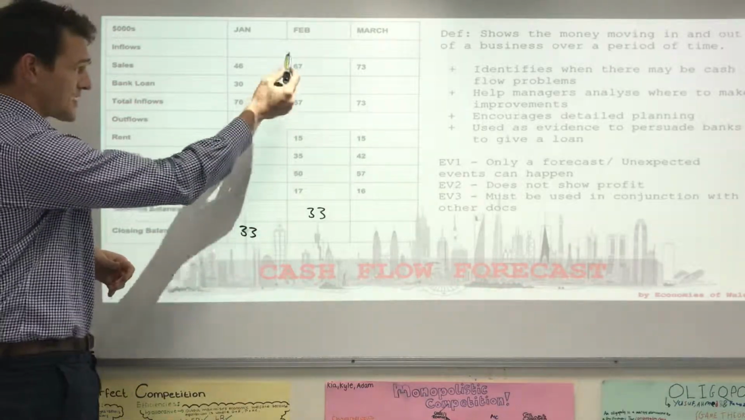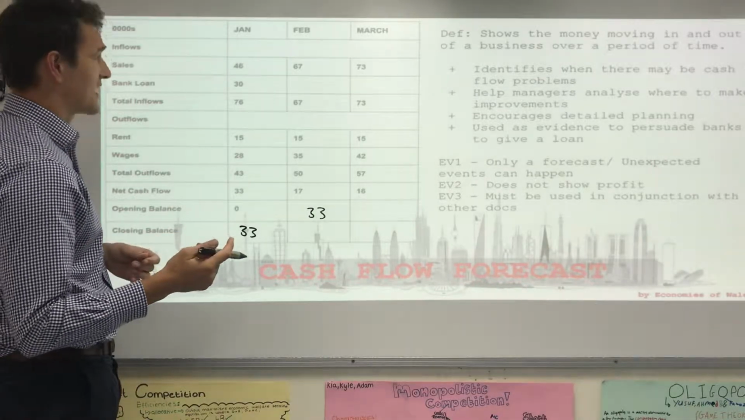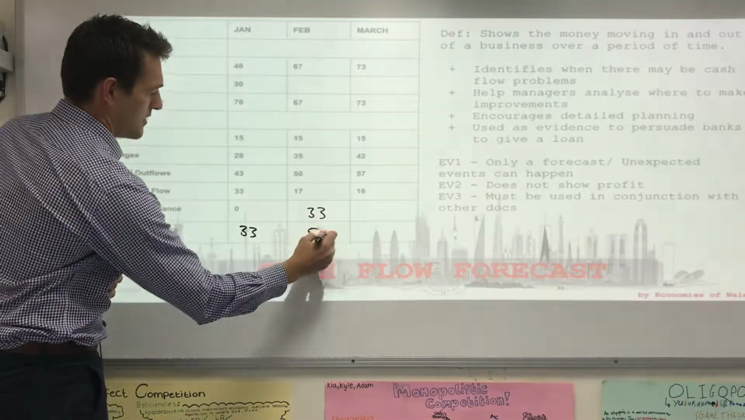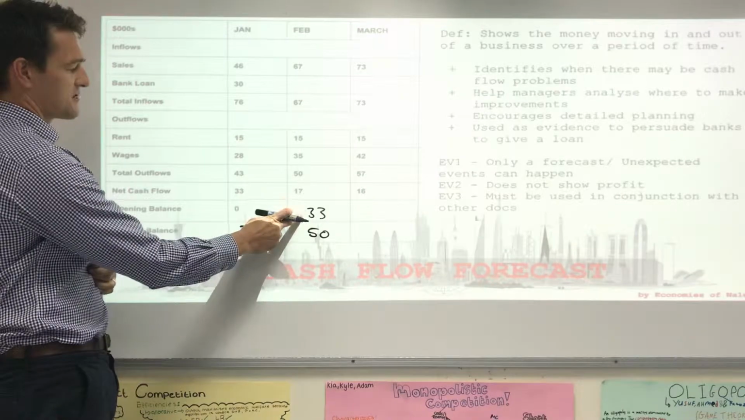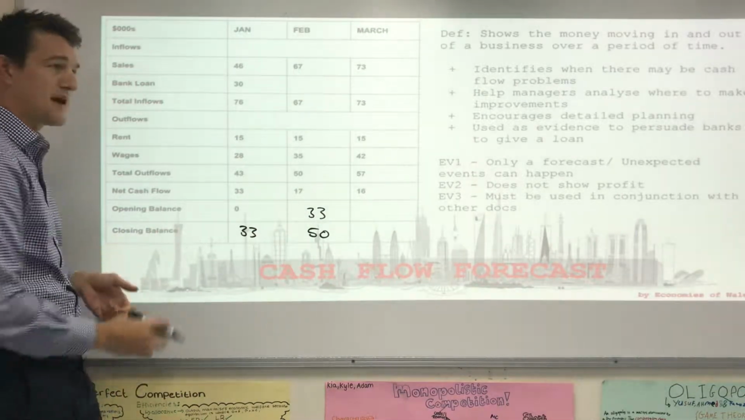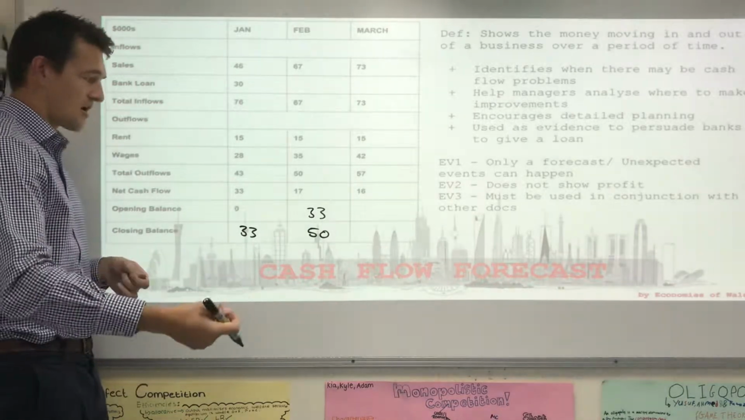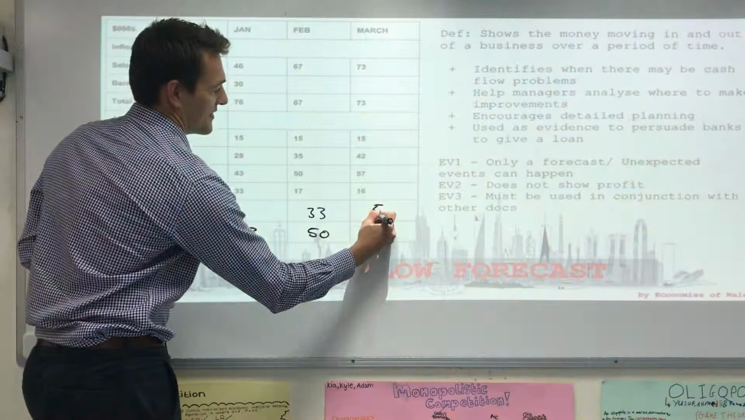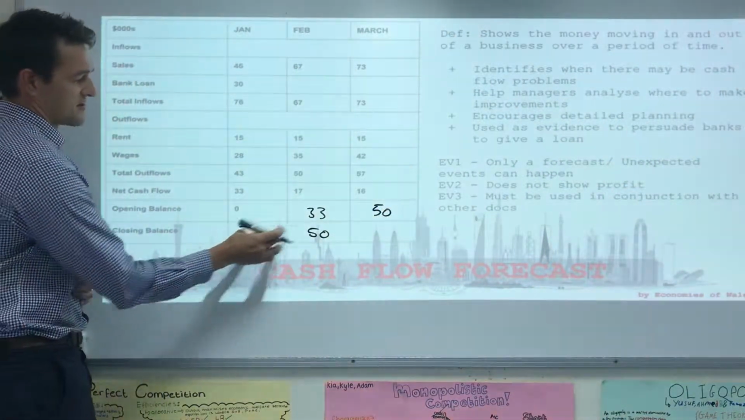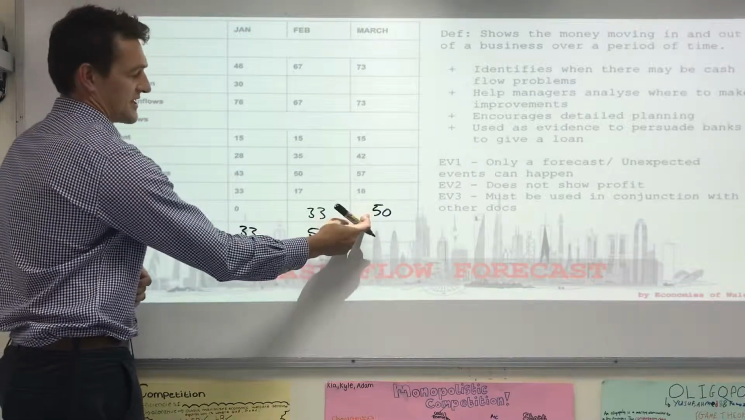Right, so in February, I've done my maths here. I get a positive net cash flow of 17. So my closing balance is 50. 33 plus 17, I've now got 50 in my bank account. This closing balance is showing me what I finished the month with in my bank account. So what do I start March with in my bank account? I must start with 50. So you see the 33 is what I start the next month with. I add the net cash flow, 50. I start the next month with 50.